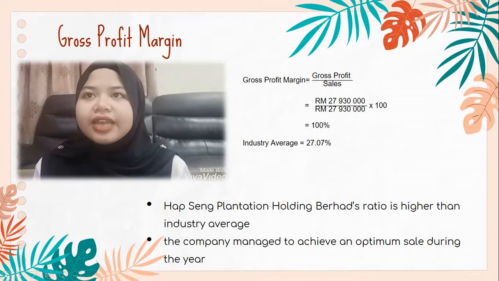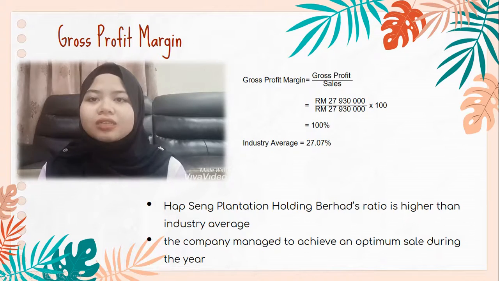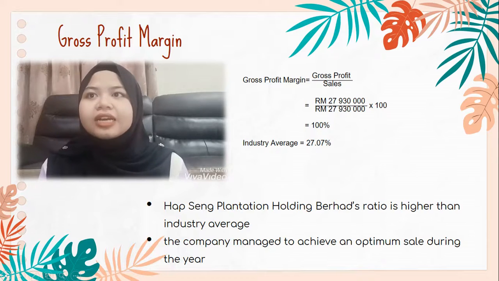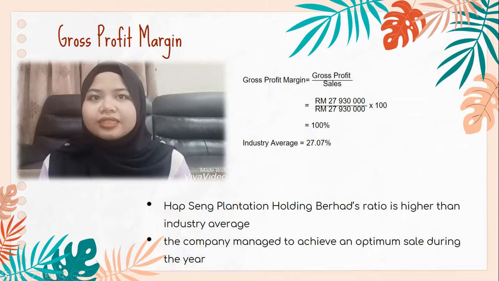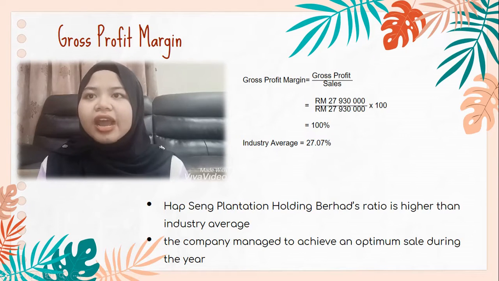Possible causes that make the company achieve the maximum gross profit margin is that Hap Seng Plantation Berhad managed to achieve optimum sales during the year. This has led the company to achieve a high gross profit margin compared to the industry average. Besides, the company is also very efficient in managing their cost of sales. Thus, the revenue they receive is very high as there is no cost of sales for that year.